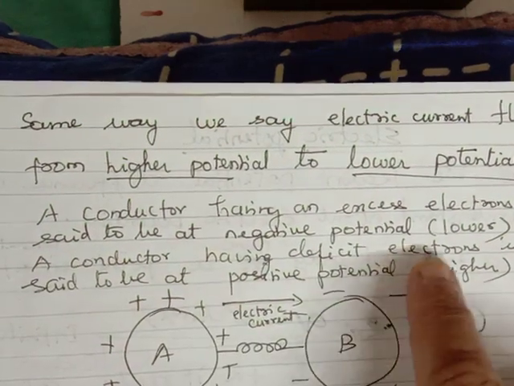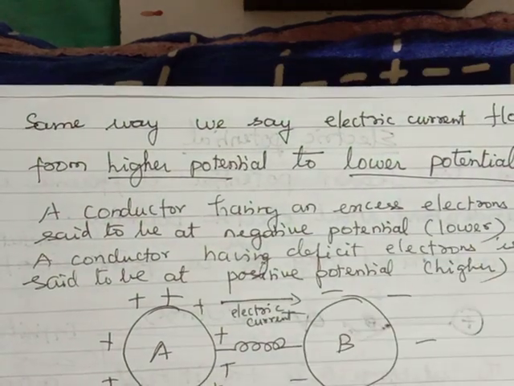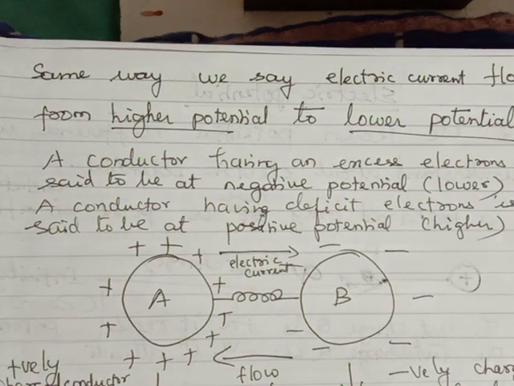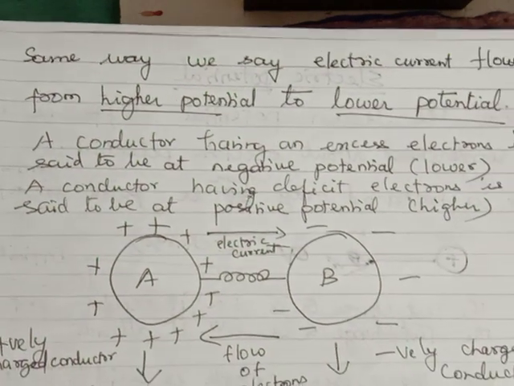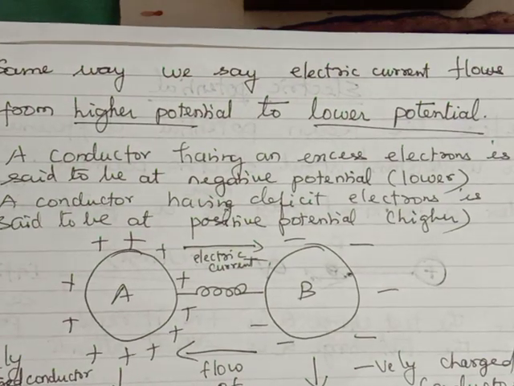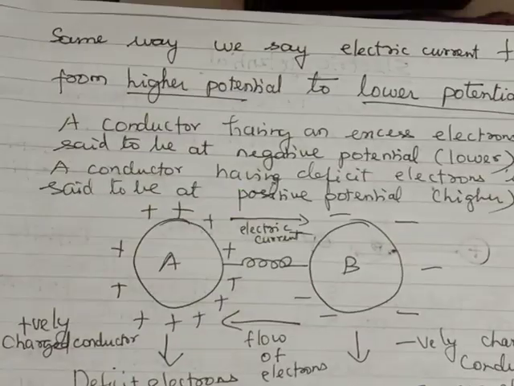It always flows from lower potential towards the higher potential. This makes the difference between conventional current and electron current. Did you understand? So please be careful while you are writing the definitions or doing the problems. Please be very, very careful.